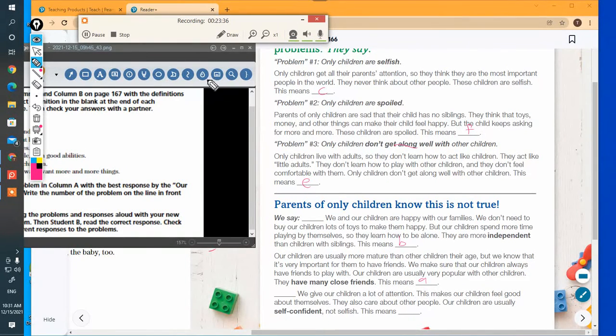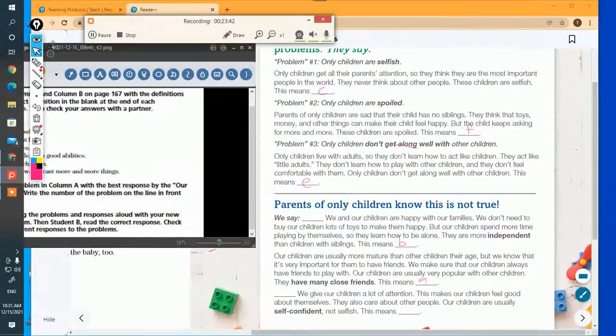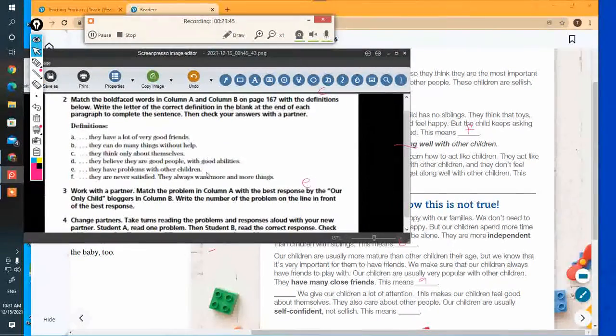And lastly, they are self-confident. And the best answer to that is D. They believe they are good people with good abilities. Okay, this one seems like it doesn't coincide that much, but if you read the rest of the paragraph, that's the best answer. D is the best answer there.